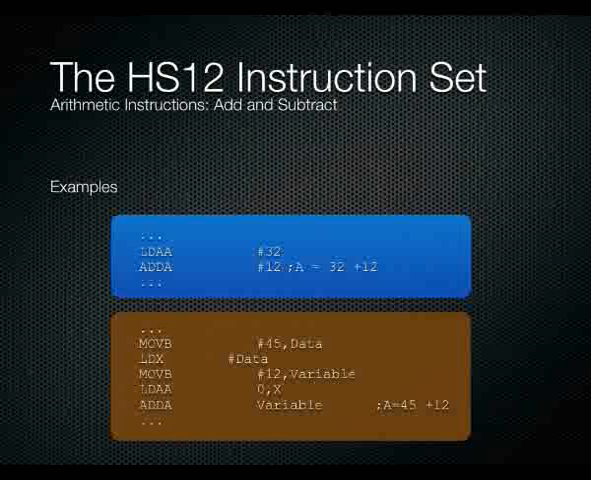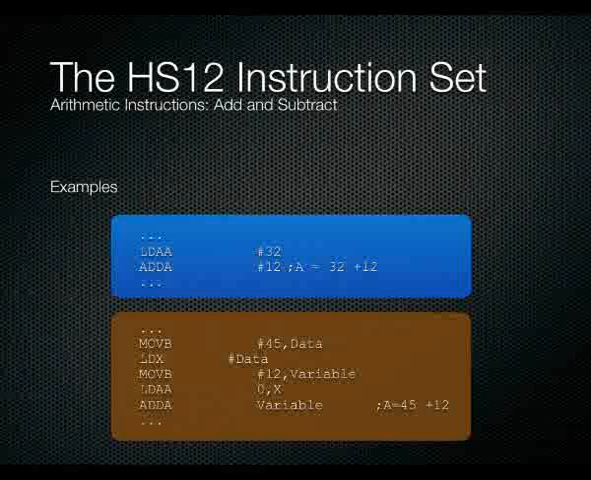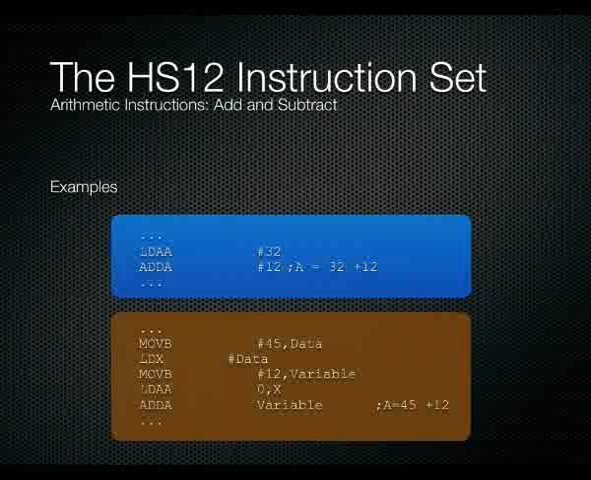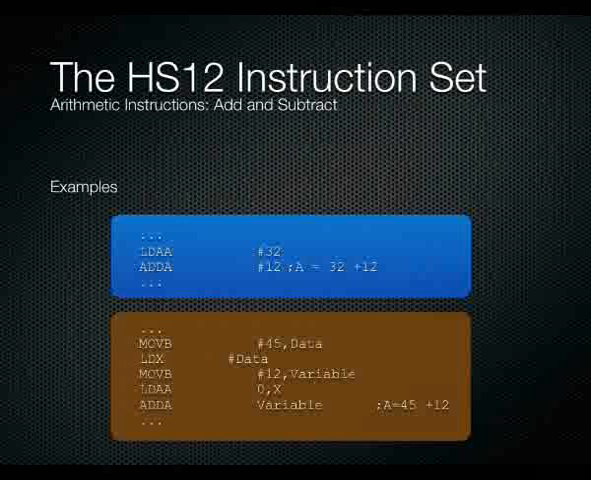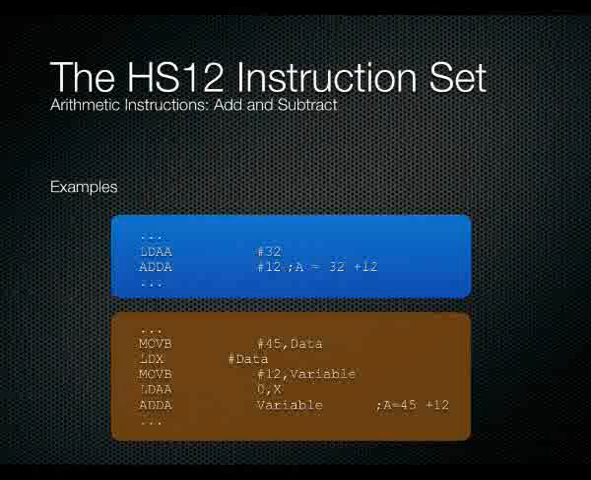Then I've loaded accumulator A with the data where X refers to. X was pointing to my variable called data, so I've now loaded accumulator A with the value of data. Then I've added to that the contents of the variable called variable, which in this case is 12. So in accumulator A I will now have 45 plus 12, which is 57. After running all those instructions, accumulator A will have the value of 57.